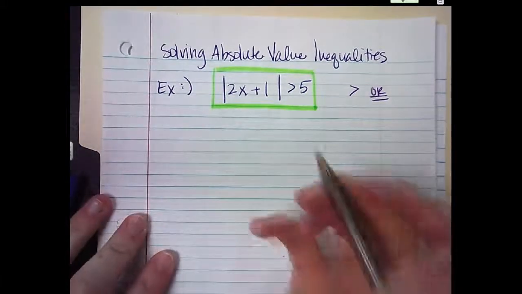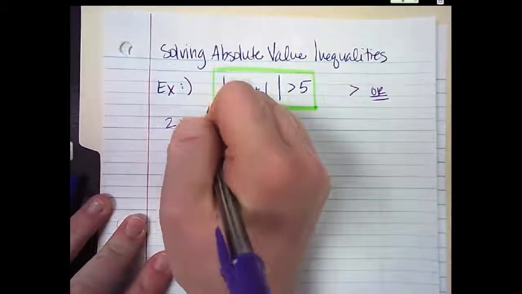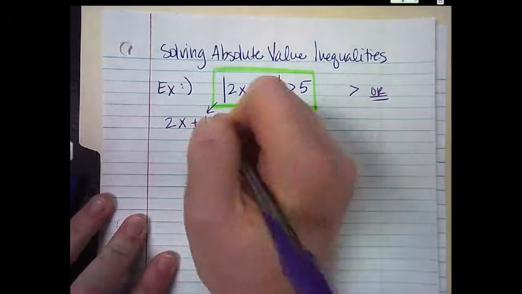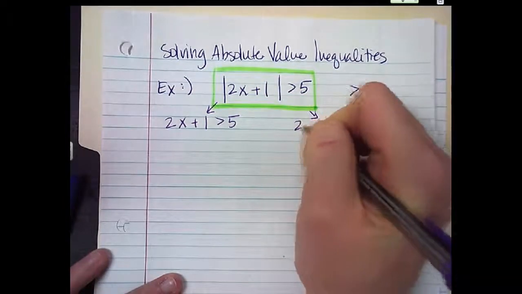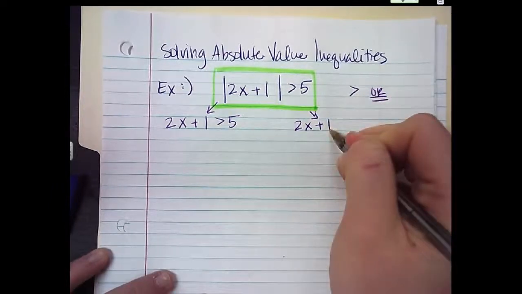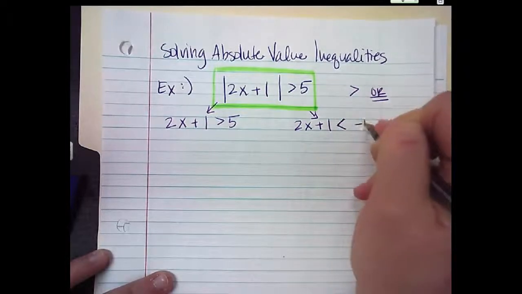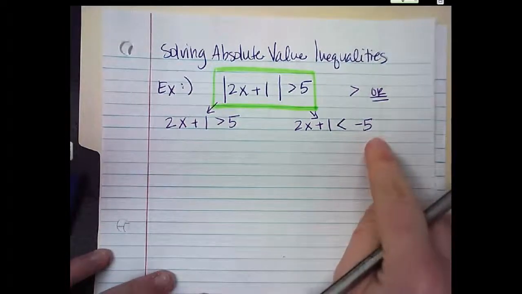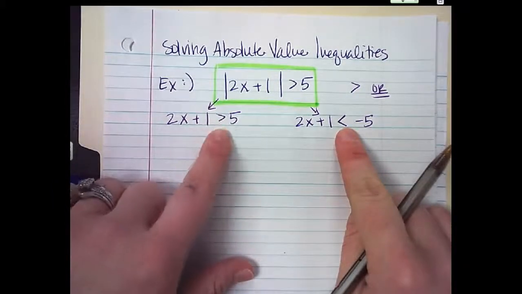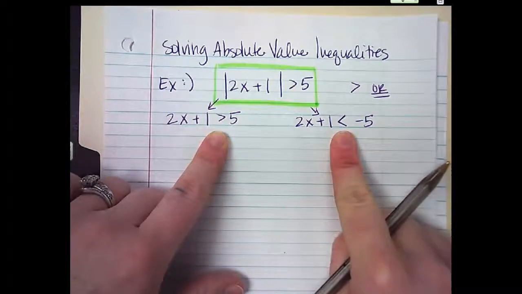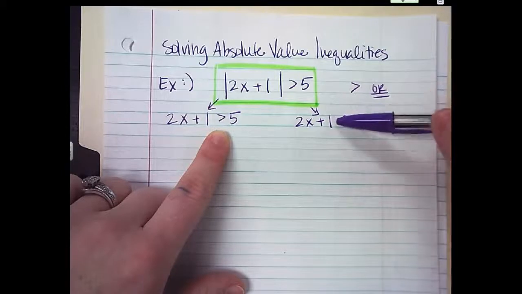Okay, and then we split it up exactly like we did yesterday into two equations, or inequalities in this case. So 2x plus 1 is greater than 5. And then 2x plus 1. Now, instead of just doing an equal sign, since I'm changing it to a negative, I have to flip the sign, and then I put negative 5. Okay, so don't forget to flip your sign. This one is greater than, this one switches to less than. Because I'm making this negative, I flip the sign here.